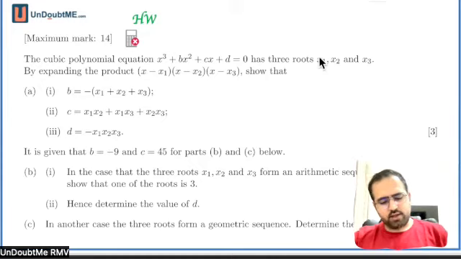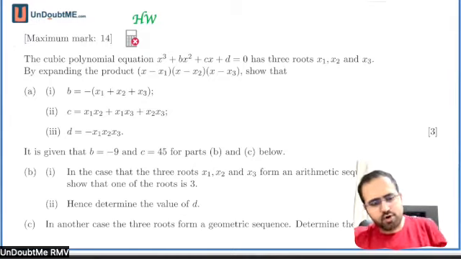A cubic polynomial equation is given, which has three roots. By expanding it, it can be written like this. These are all general, conceptual points. Let's say I have a quadratic polynomial.